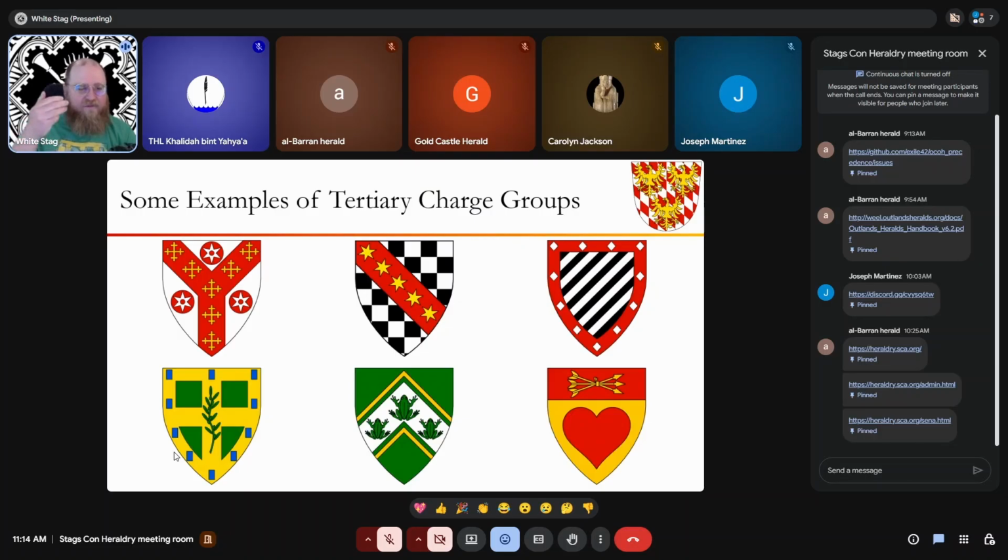And in bottom left, you have 2 tertiary charge groups here. This is a vert field, an or cross, so a yellow cross, and a yellow bordure. The cross has an olive branch on it, and the bordure has blue billets on it. So the 2 tertiary charge groups here are the olive branch and the billets.